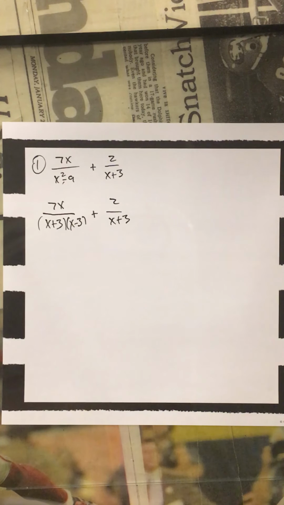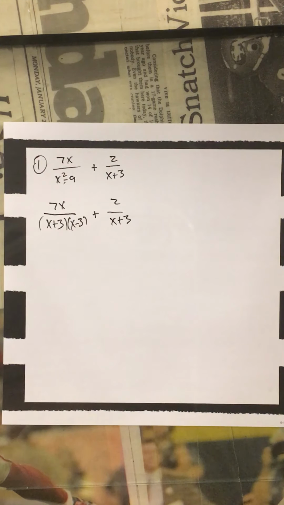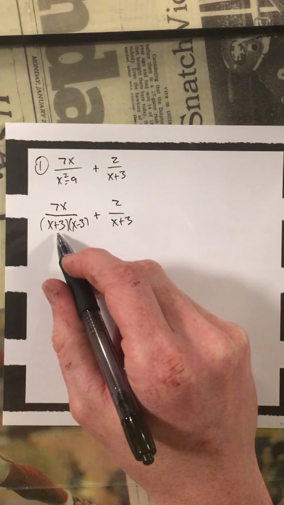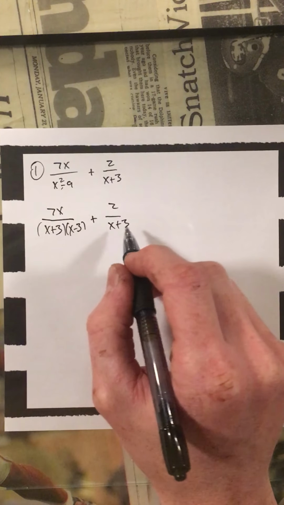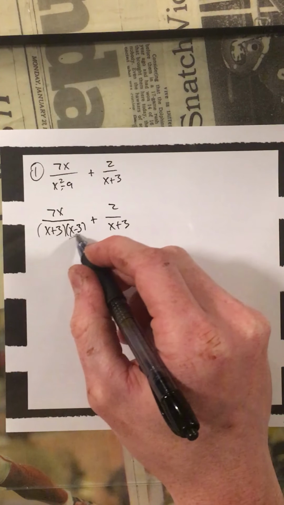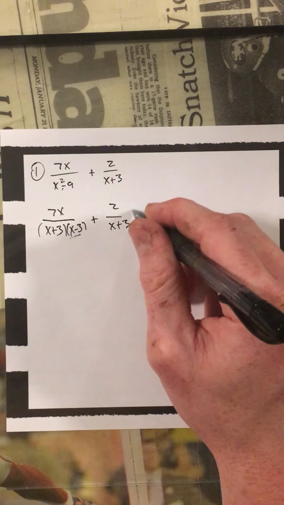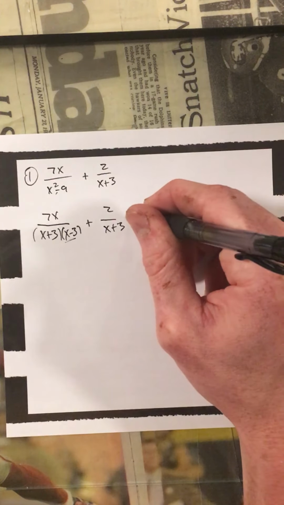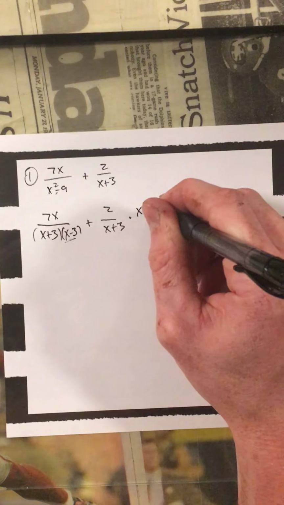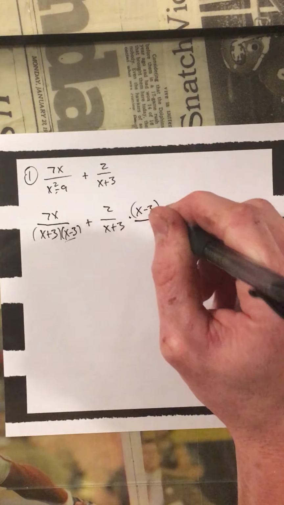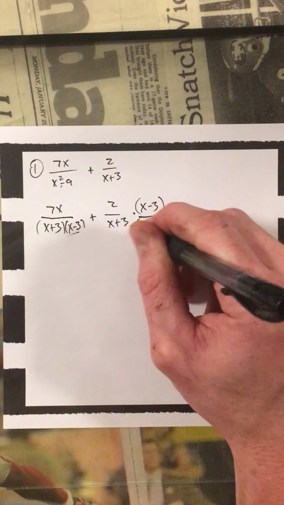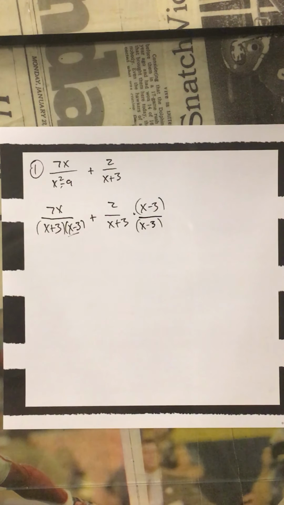Step 2, find or create a common denominator. I have x plus 3 here, I have x plus 3 here. I don't have x minus 3 on both sides. So this is the one I'm going to have to use and make sure this ends up over here. So to do that, I'm going to multiply the top by x minus 3, and I'm also going to multiply the bottom by x minus 3 to create that common denominator.